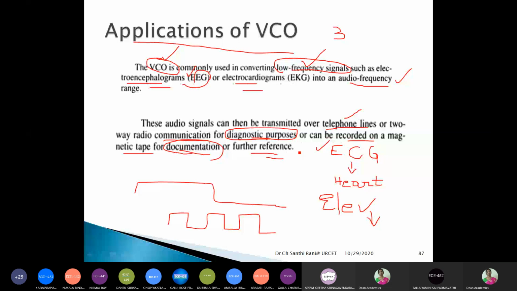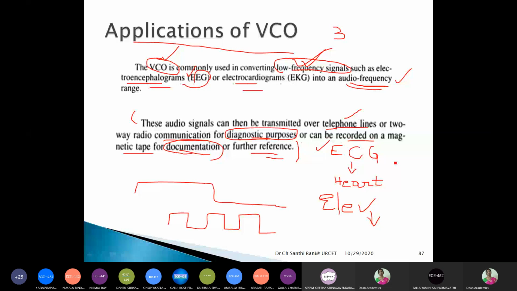So in order to transmit over telephone lines, or to communicate over radio for diagnostic purpose, or to record on magnetic tape for documentation, these low frequency signals are not suitable. Therefore, the low frequency signals are converted into the audio frequency range by using a voltage controlled oscillator.